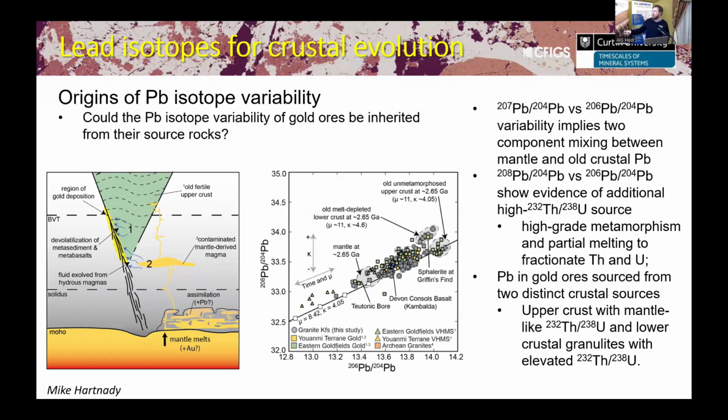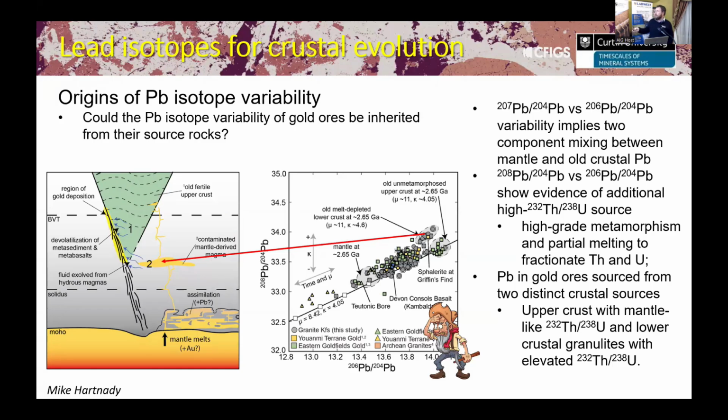These are samples from across the Yilgarn, including pretty famous gold deposits. You can see this kind of triangle. And I think what that's saying to us is we need two sources. We need a source that is coming from old crust, but then we need a lower source that is thorium depleted. In other words, it's had a high-grade metamorphic event in its prehistory that has removed thorium.